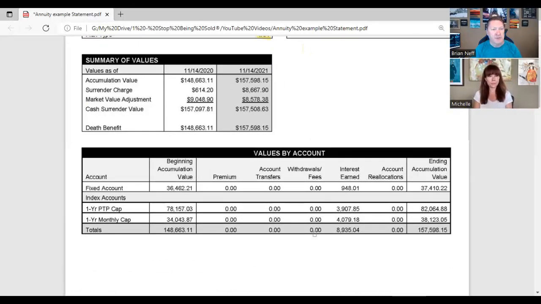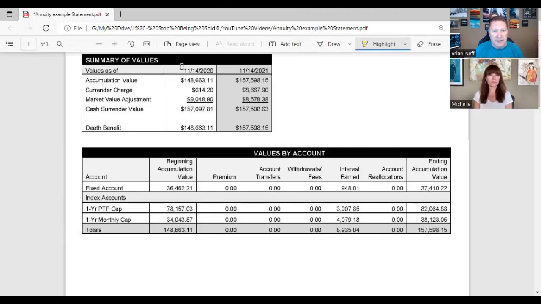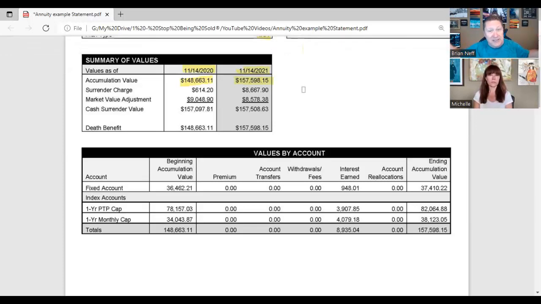Next section we look for, Michelle, is a value section. Here's your values, showing where your account was. Look here, 11 of 2020, the account value was $148,663. 11 of 21, the account value is $157,000. Just a rough calculation, that's a $9,000 gain over the last 12 months, right? Right. Not a bad return. No, not at all. 6.5%.